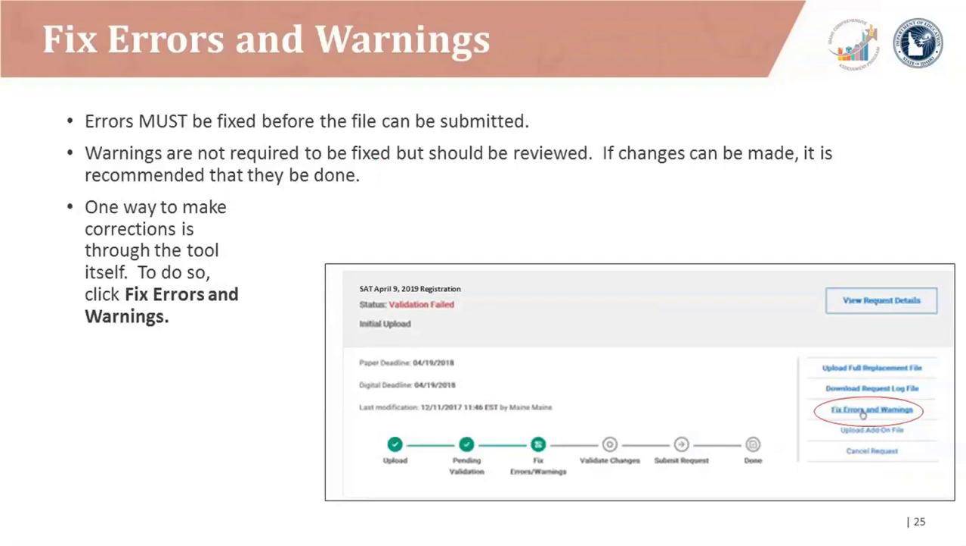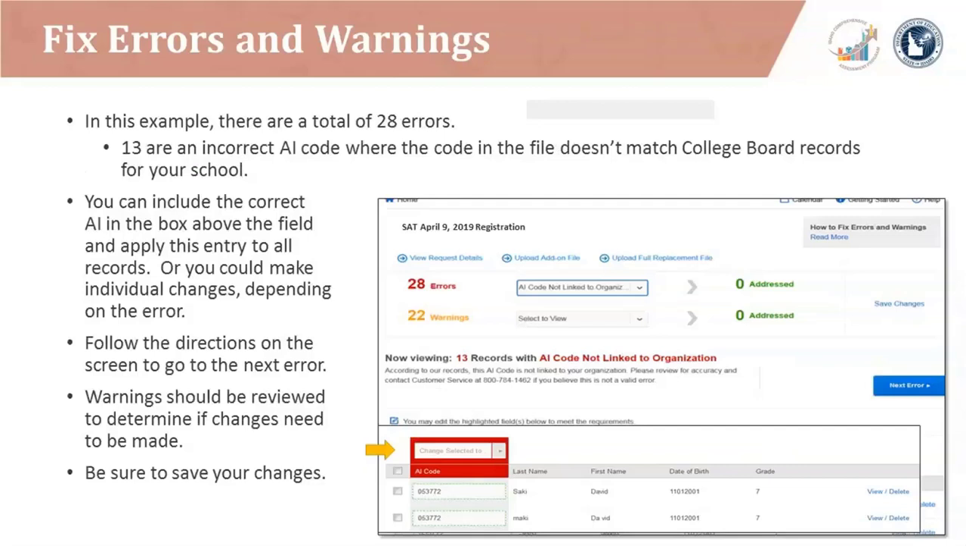Errors must be fixed before the file can be submitted. Warnings are not required to be fixed, but should at least be reviewed. If changes can be made, it's recommended that they be done. One way to make corrections is through the tool itself. To do so, click Fix Errors and Warnings.